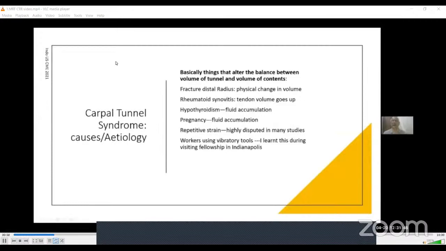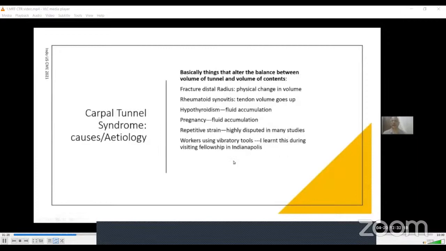Distal radius fracture, change in the volume actually because of the movement of the radius. Rheumatoid synovitis, tendon volume goes up. Hypothyroidism and pregnancy, fluid accumulation. Repetitive strain syndrome has been implicated, but it is highly disputed in many, many studies. However, workers using vibratory tools are very much affected by carpal tunnel syndrome, and I actually was witness to this study during a visiting fellowship in Indianapolis in the US.